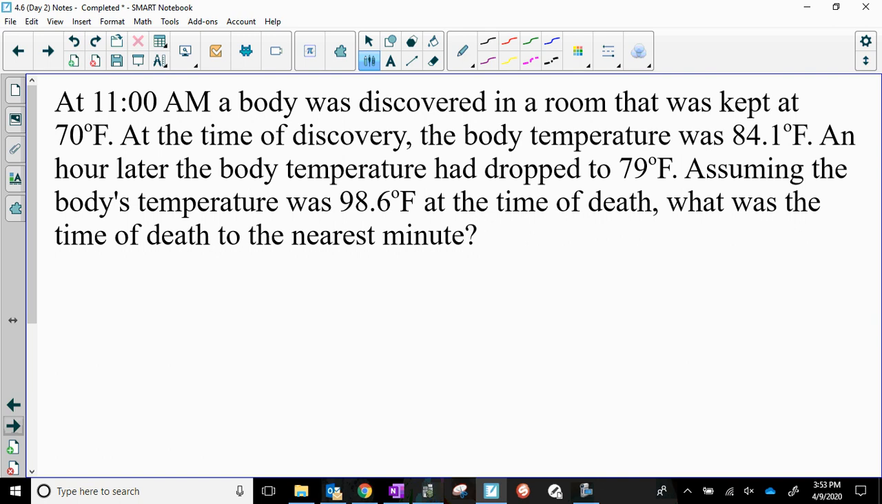Okay. So before, they had some other things in the sciences, one way to figure out how long ago something happened.